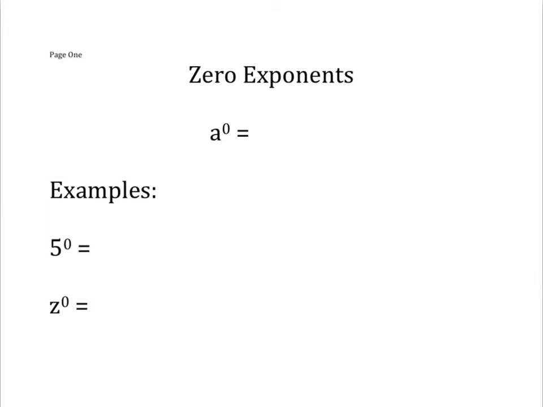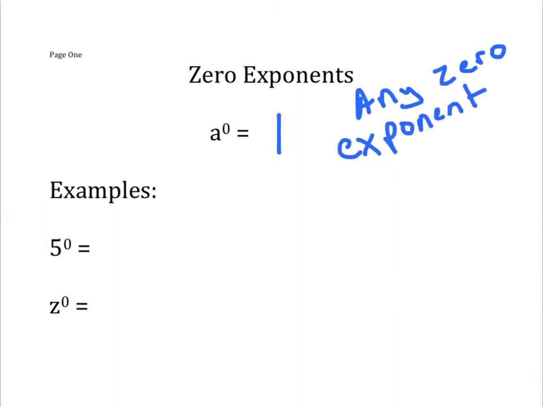And now on page 1, so open up the book to page 1, you have 0 exponents. So our first example is a to the 0. And when you have a to the 0, that's going to equal 1. So anything with a 0 exponent equals 1. So a couple examples: 5 to the 0 is 1, z to the 0 is 1. Easy concept.